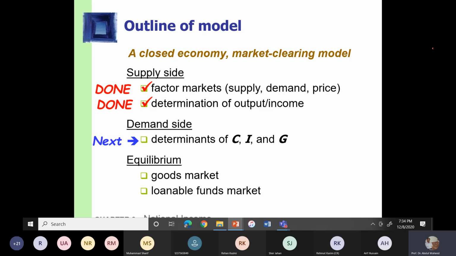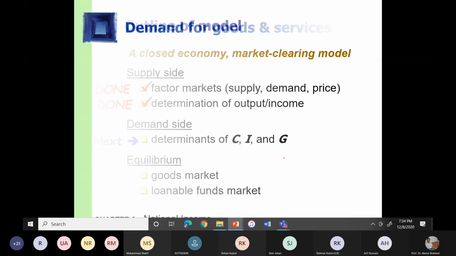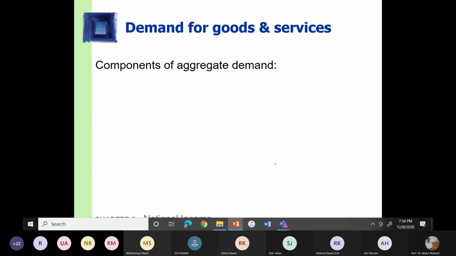We discussed the supply side of the economy. Output is determined by the factors, the capital factor and the labor factor. And next, we will discuss the demand side of the economy when output is produced. Then we have demand for the output, and in the demand side we have consumption, investment and government expenditure. These are the components of aggregate demand: consumption, investment and government expenditure.